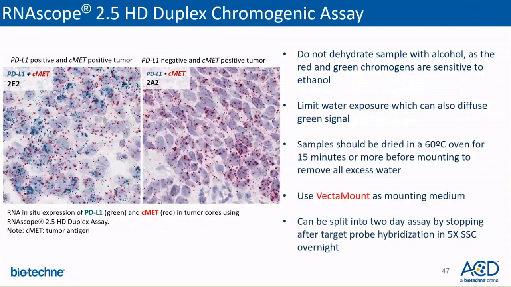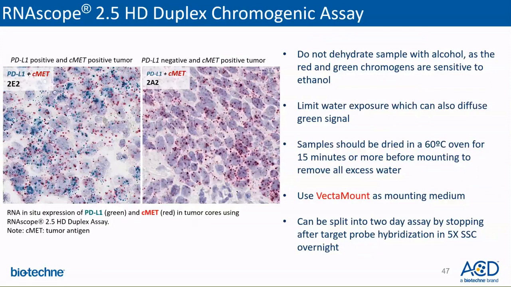Here we show a duplex assay for two c-Met positive tumor cores, core 2E2 on the left panel and core 2A2 on the right. c-Met is a tumor antigen, and the signal is seen in red color in both the cores. Core 2E2 on the left is a PD-L1 positive tumor, where PD-L1 is shown in green, while the core 2A2 on the right is a PD-L1 negative tumor, where the green staining is absent.